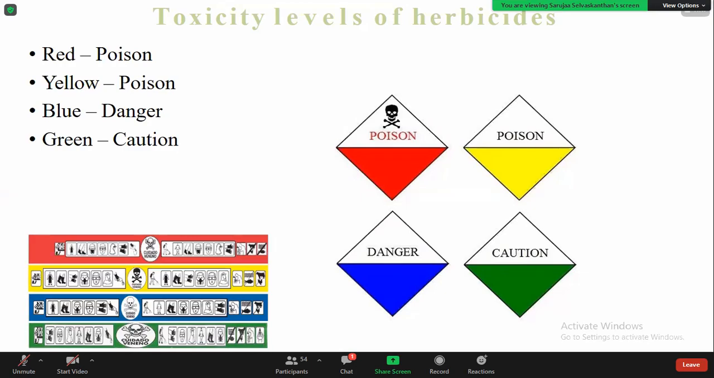Toxicity level. In the toxicity levels of herbicides, there are 4 types. The red color signs poison. Also, yellow signs poison. Blue is danger, and green color is caution.